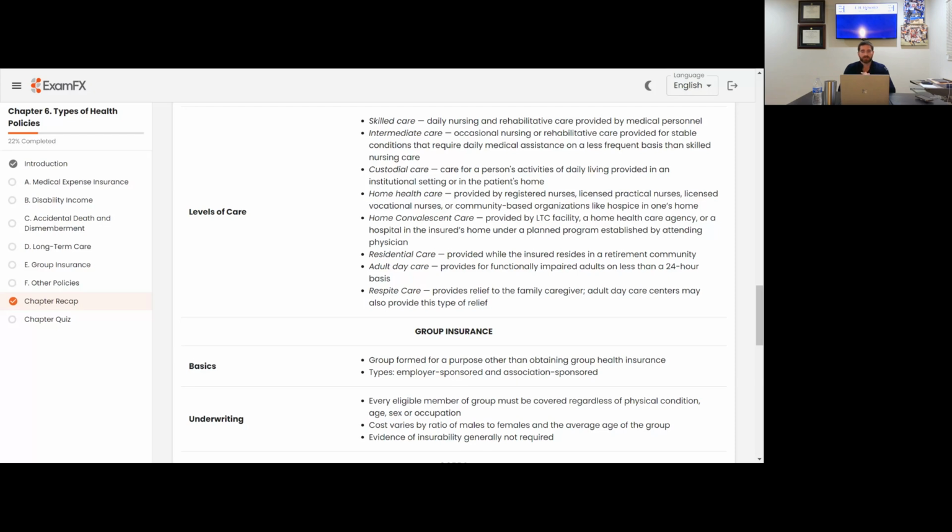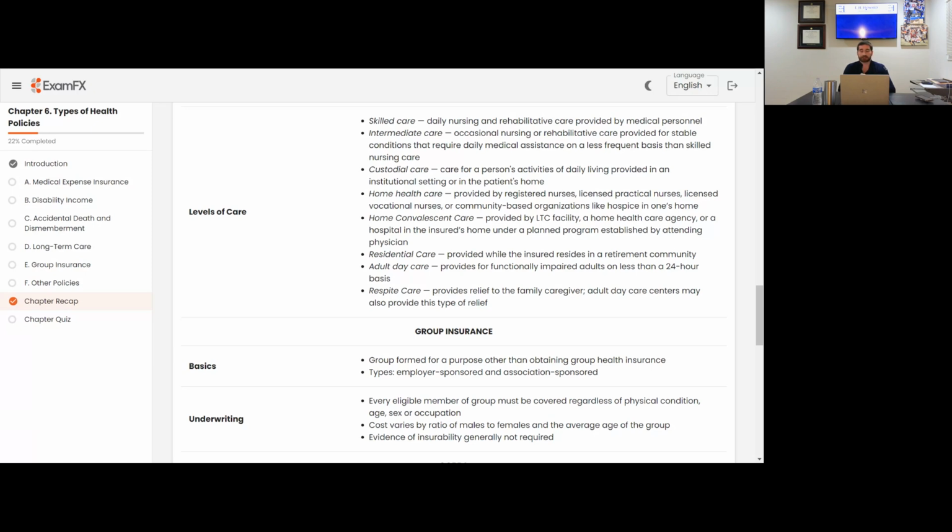Residential care provided while the insured resides in a retirement community. You're going to be in that retirement community. It's going to be based off the residency, probably in some kind of nursing home or retirement community where they have these kinds of long-term care availability, at least on a community basis.